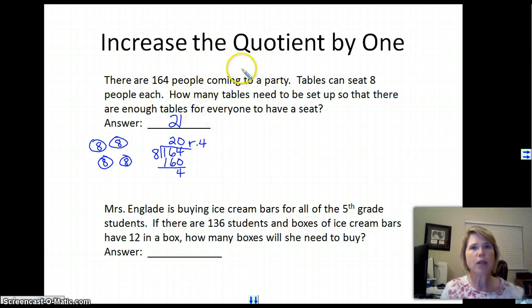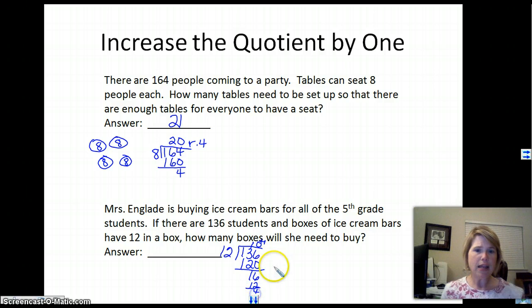That's what we call increasing the quotient by 1. The remainder makes you increase. So your answer is not 20, but it's 21. Okay? Let's take a look at the next one. Mrs. Anglade is buying ice cream bars for all of the 5th grade students. If there are 136 students and boxes of ice cream bars have 12 in a box, how many boxes will she need to buy? So 136. When I divide by 12, okay, I know I can buy 10 boxes. That's 120 with 16 left over. It looks like I need to buy 1 more box.